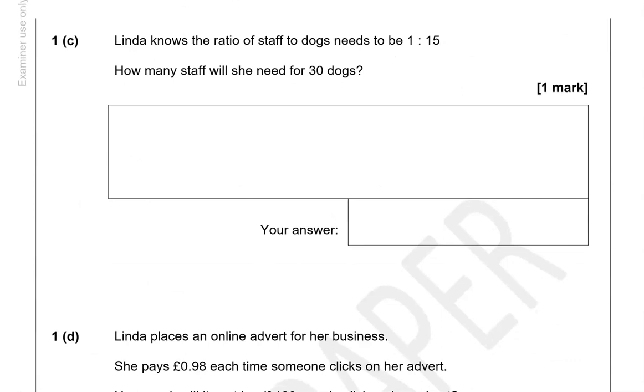Linda knows the ratio of staff to dogs needs to be 1 to 15. How many staff will she need for 30 dogs? So 30 dogs. First of all, that's staff and that's dogs. To get from 15 to 30, we've just doubled, so we need to do the same on the other side. So double of 1, that is 2. So the answer is 2.